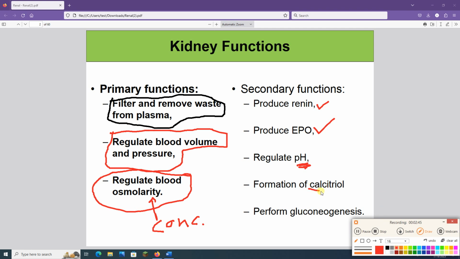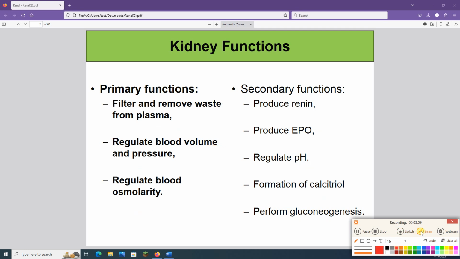There's also a hormone made by your kidneys called calcitriol. And with that beginning with calc, you can probably guess that it is going to play a role in calcium homeostasis. Lastly, the kidney does something called gluconeogenesis, where we make glucose from amino acids and fats. Okay, fantastic. Those are our big kidney functions.